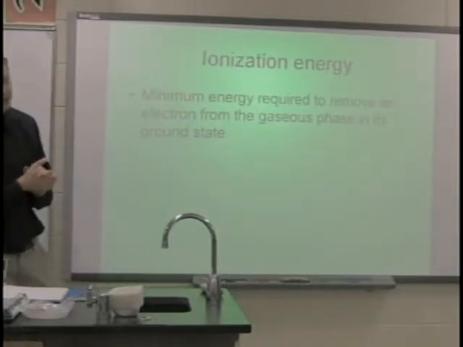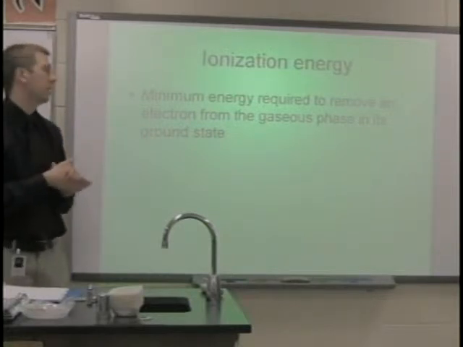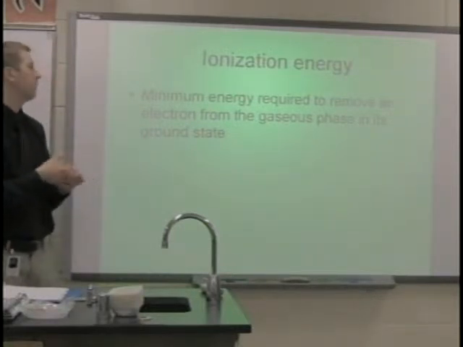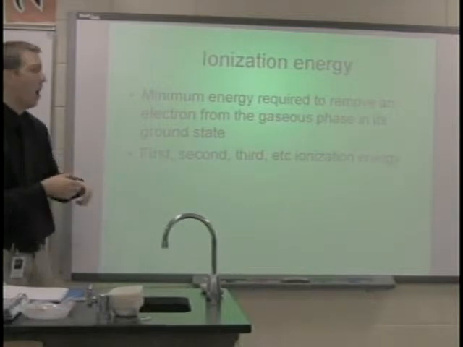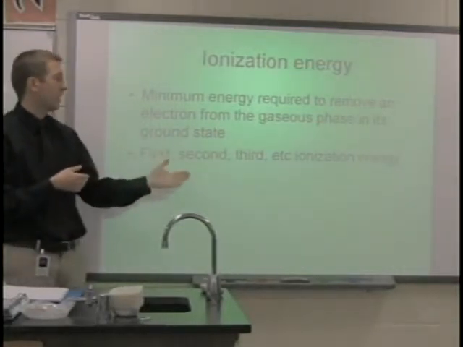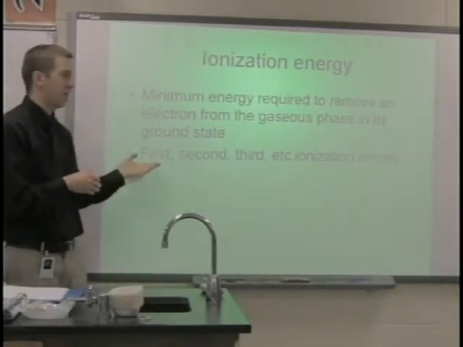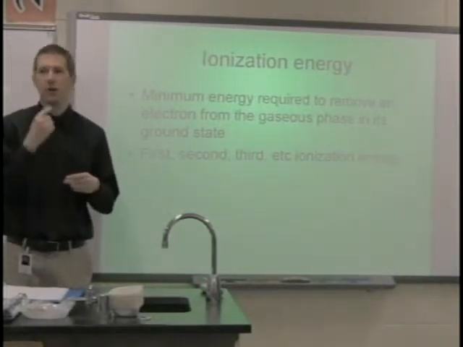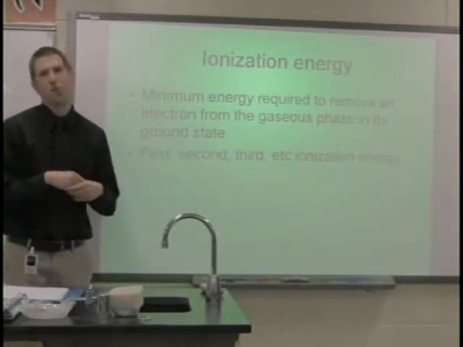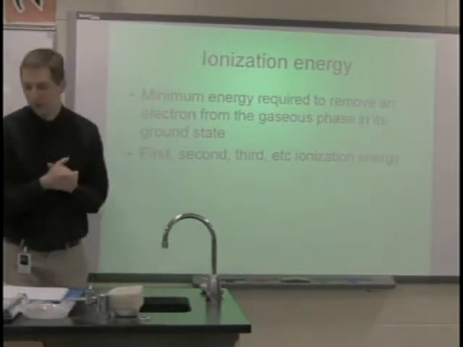Ionization energy is the next thing that's mentioned. Ionization energy is defined as the minimum energy required to remove an electron from the gaseous phase into its ground state. So how much energy is required to lose an electron? Now there are things called first, second, third ionization energy or ionization potentials. First ionization potential would be energy required to lose 1 electron. Second ionization energy would be energy required to lose a second electron. Third, so on and so forth would be that.